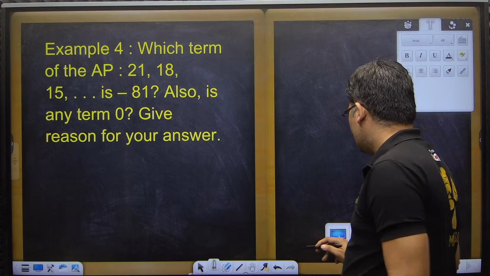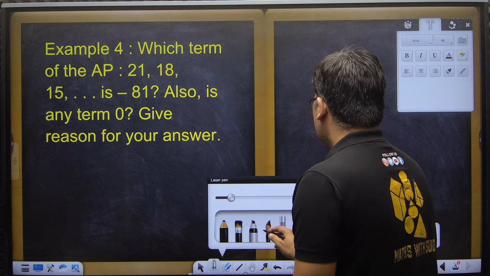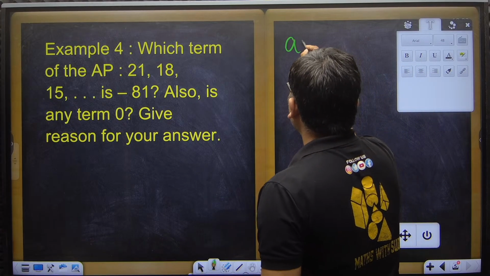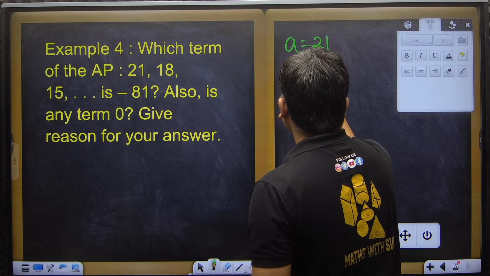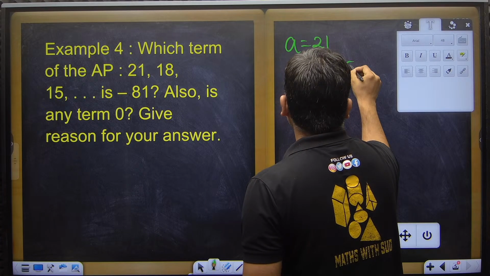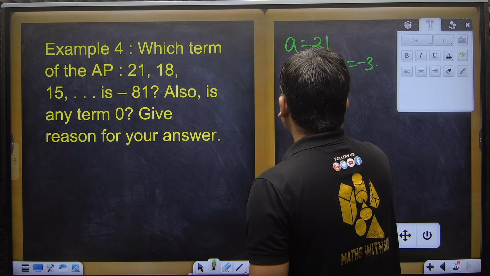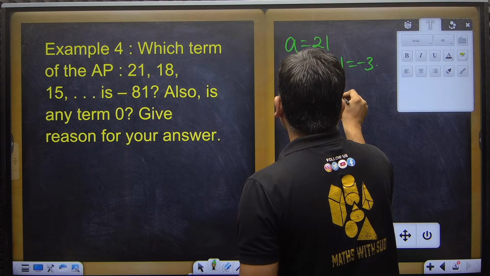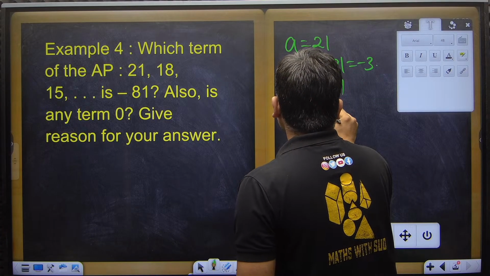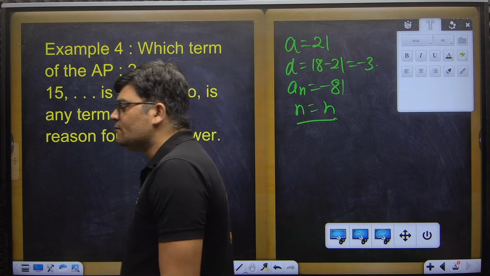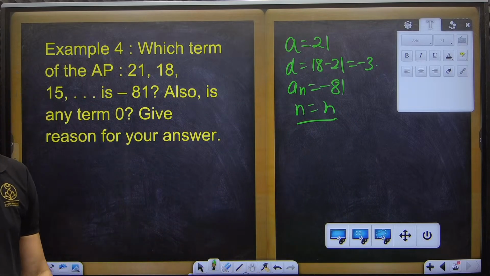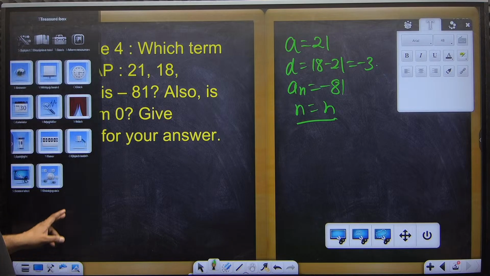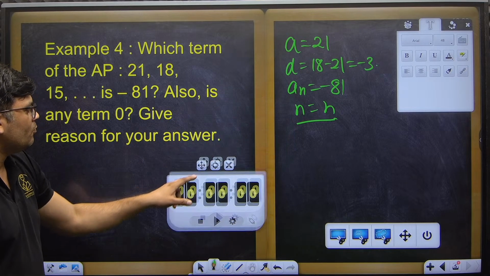Are you getting it? If I want to do this question, what is the first information I will write? I will write A is equal to 21. Then I will write D is equal to 18 minus 21, which is equal to negative 3. Then I will write an is equal to negative 81. What is being asked? N is asked. I told you the formula for n. I want everybody to tell me what is n now. Let me see who does first. I will give you not more than 30 seconds.